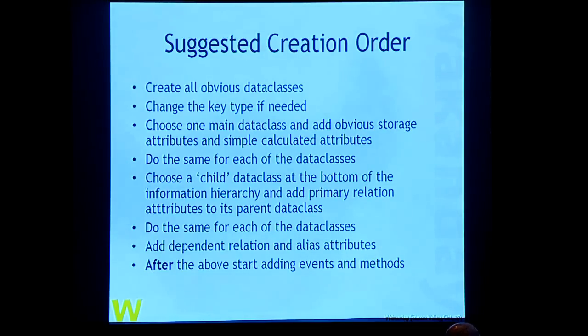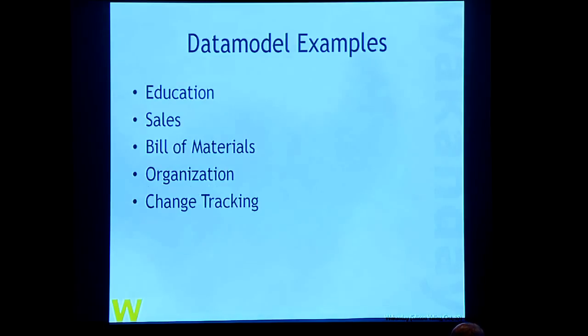And when you're done with all that, then start adding the more specialized things like dependent relation attributes, which just follow a path, and alias attributes, which are kind of the same. They just follow a path. You can always add those later, but you can't add them until you've got your relation attributes, your primary ones. And after you've done all that, then start coding. Then start doing your events, your methods, and all the other stuff that make up a data model. Okay? So if you just follow that, it won't hurt you. You'll be in good standing.